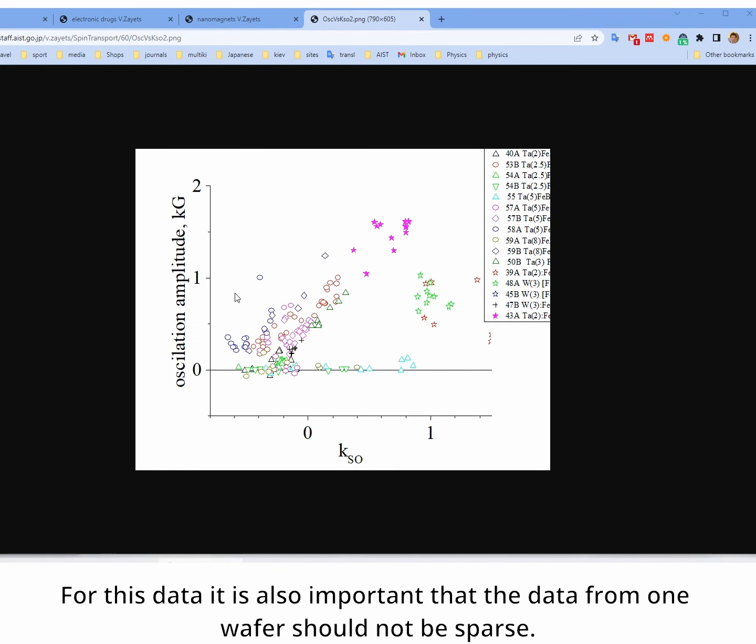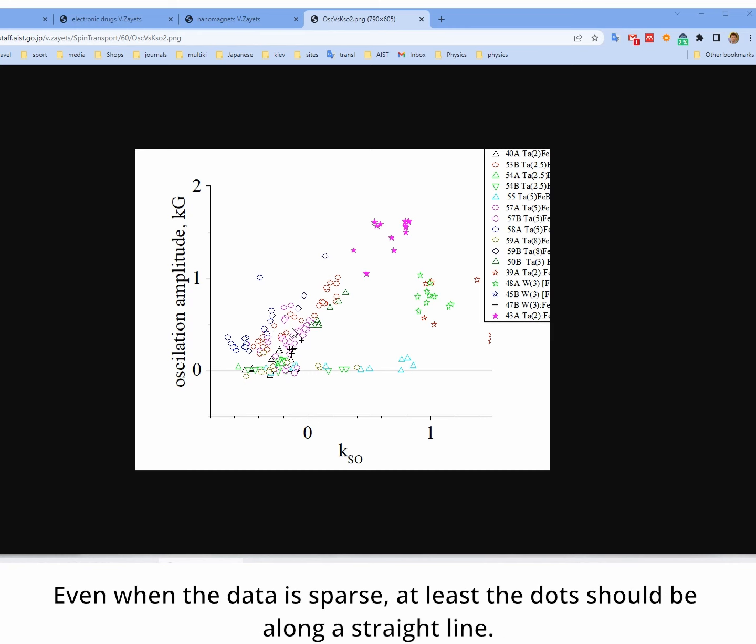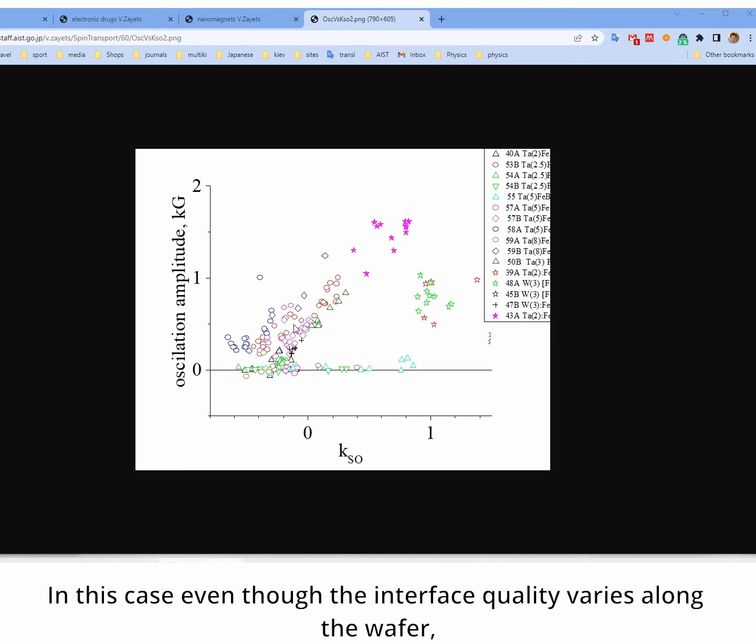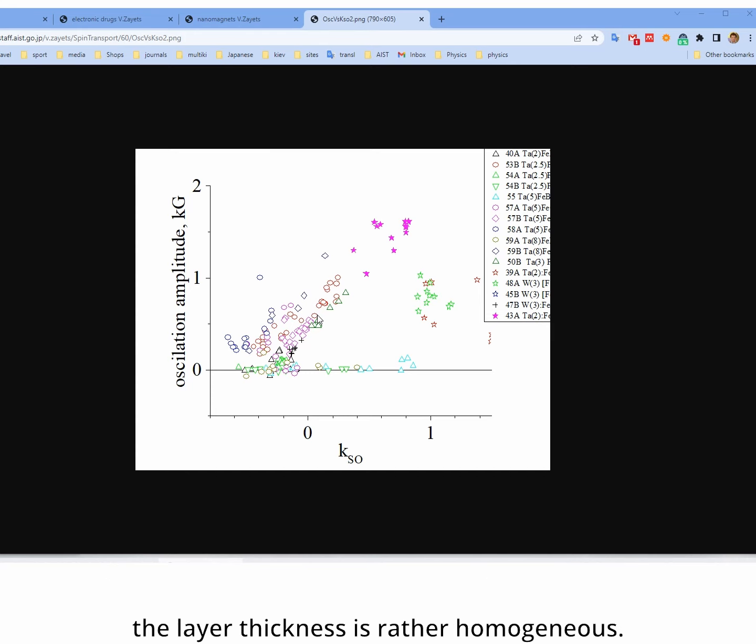For this data, it is also important that the data from one wafer should not be sparse. Even where the data is sparse, at least the dots should be along a straight line. In this case, even so, the interface quality varies along the wafer. The layer thickness is rather homogeneous.